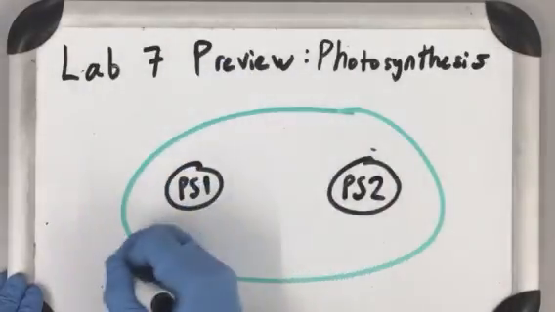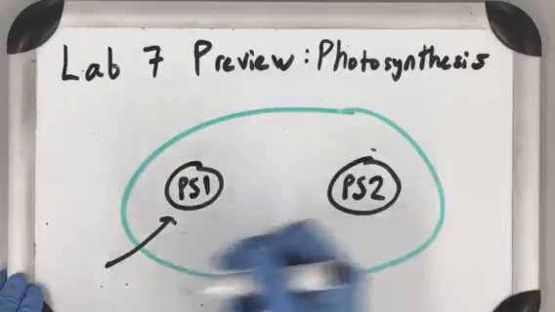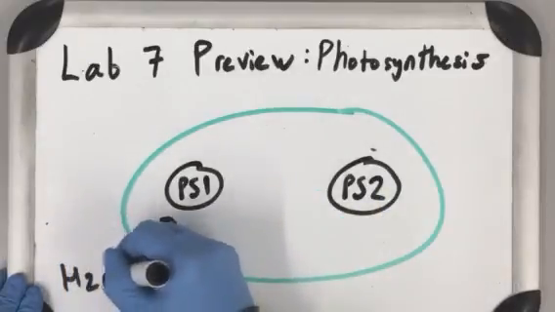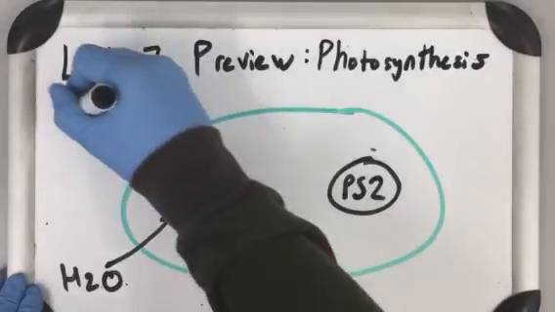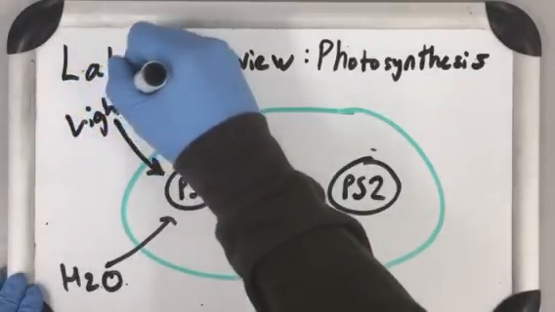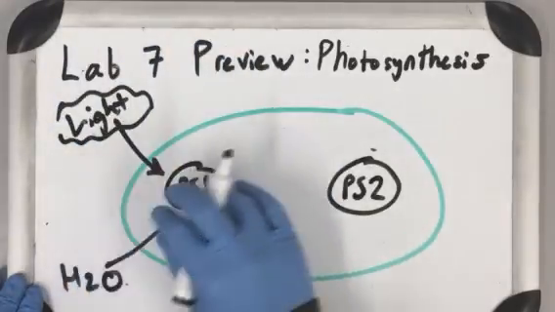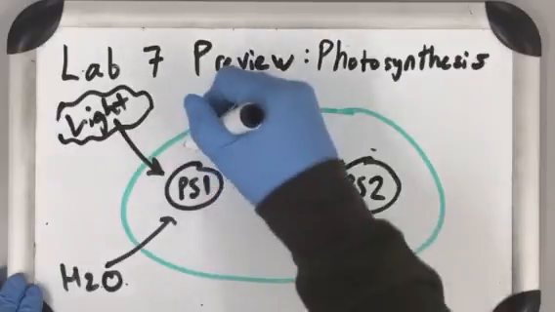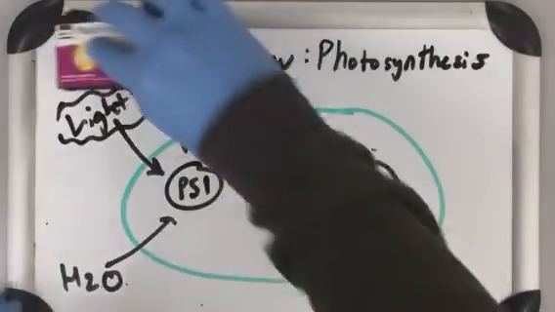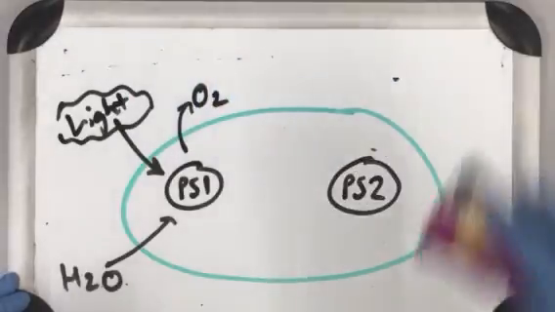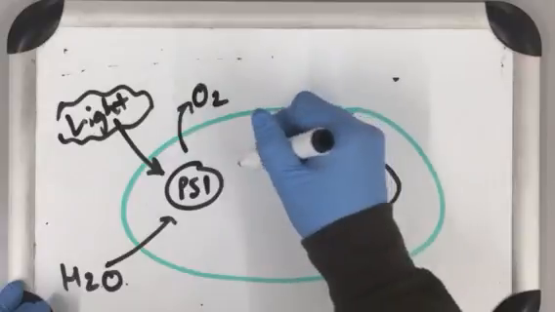So the first thing that comes through, where we get some of the electrons that we're going to need to load into this chain, is from H2O. Not only that, we use light energy, so light has to come in, and it can excite electrons and steal them off this H2O, and the byproduct of that is O2. So that's a basic overview of Photosystem 1.